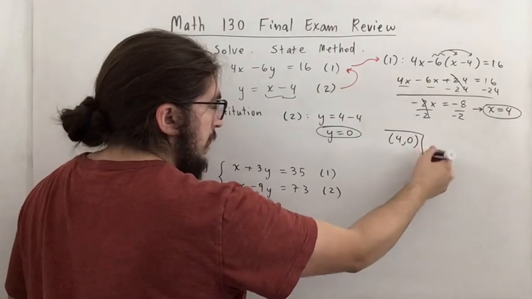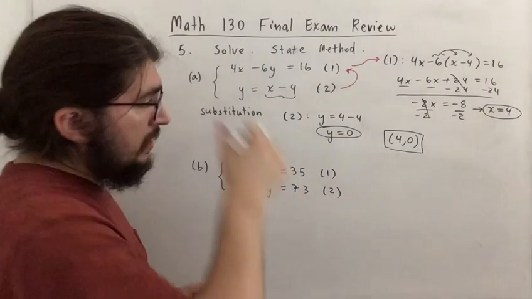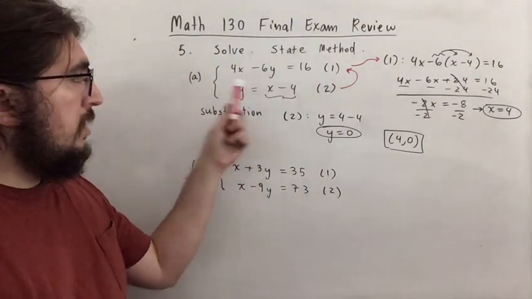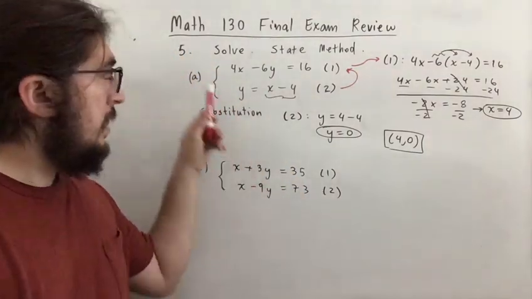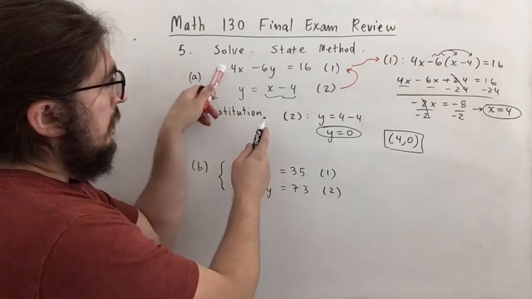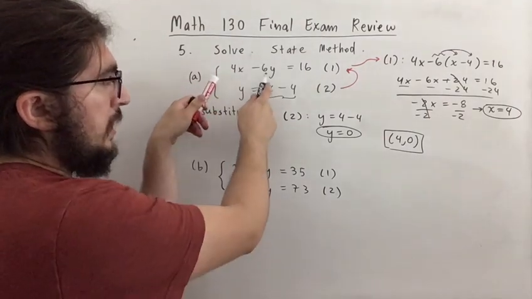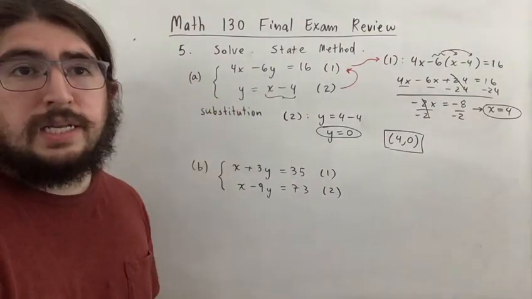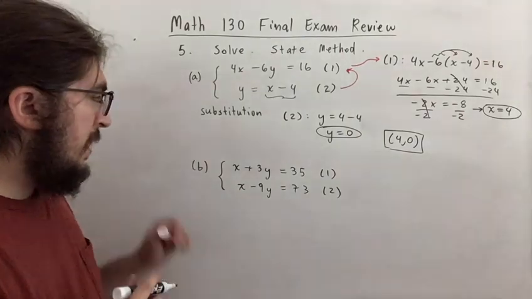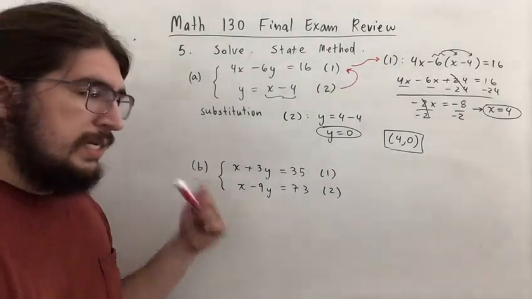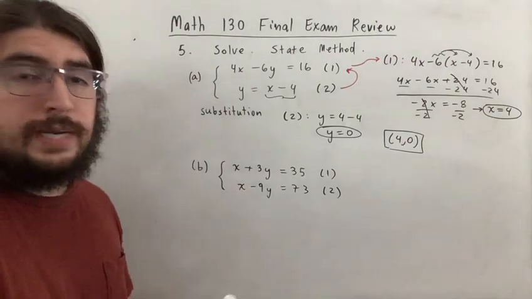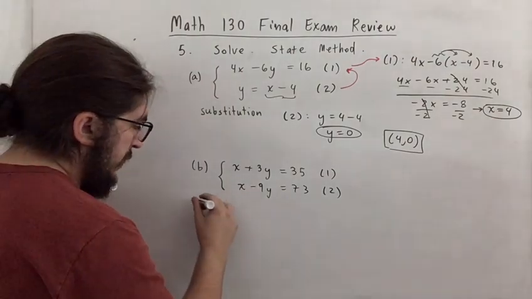And you can check this satisfies both equations in the system. Notice 0 is equal to 4 minus 4, we just saw that. And here, 4 times 4 is 16 minus 6 times 0, that's 16 minus 0, which is 16. Fantastic. Now here, since they're both in standard form, I probably want to eliminate. So I'm going to use elimination here.